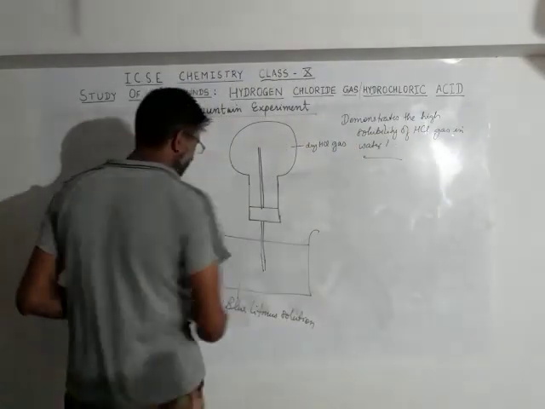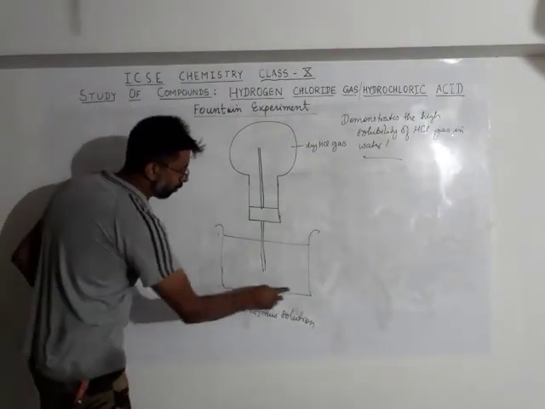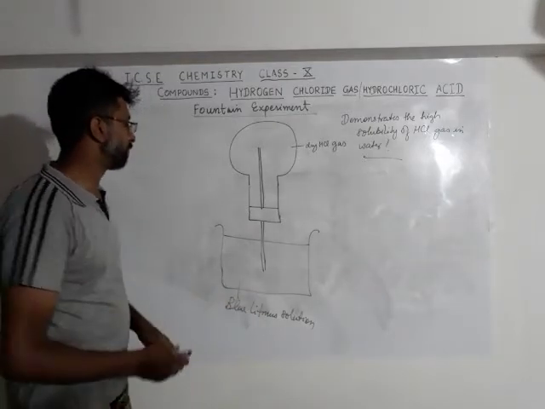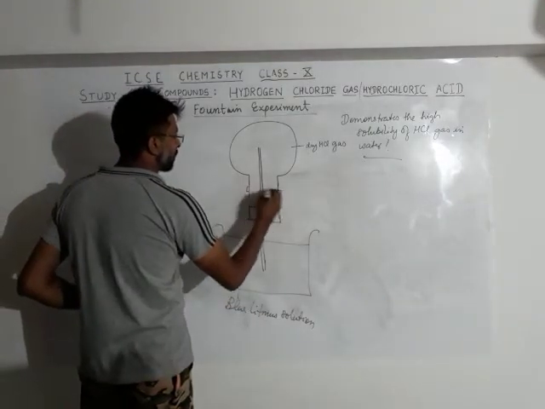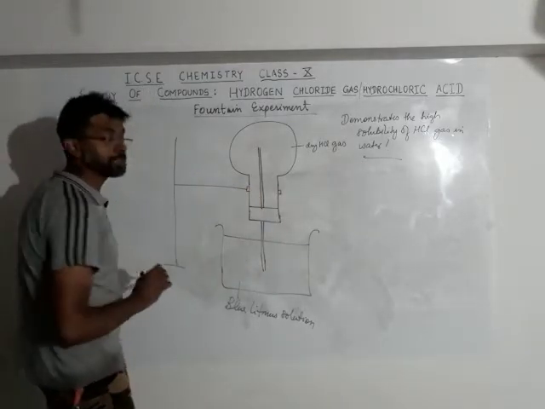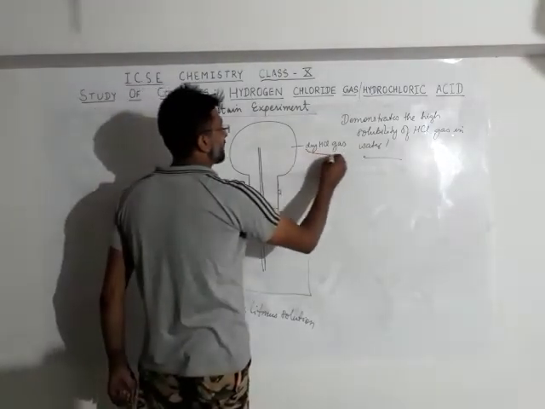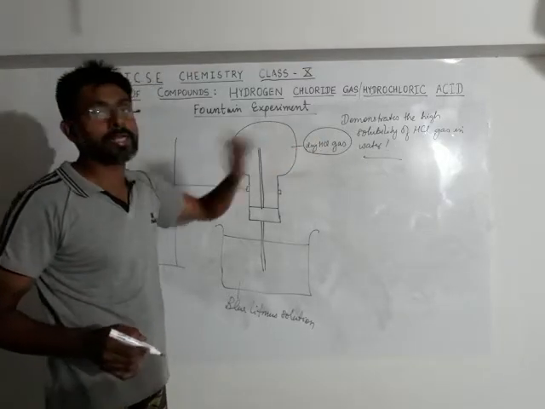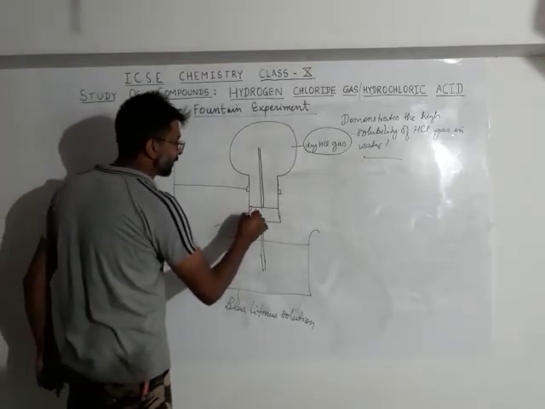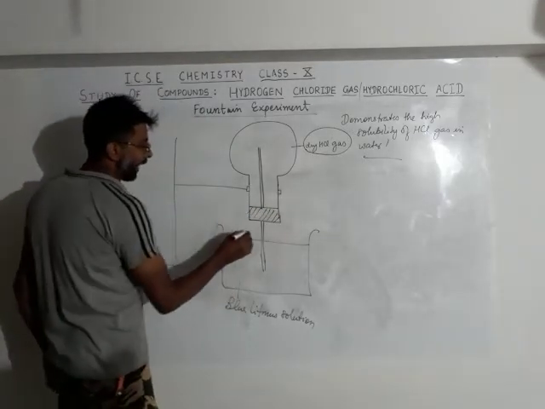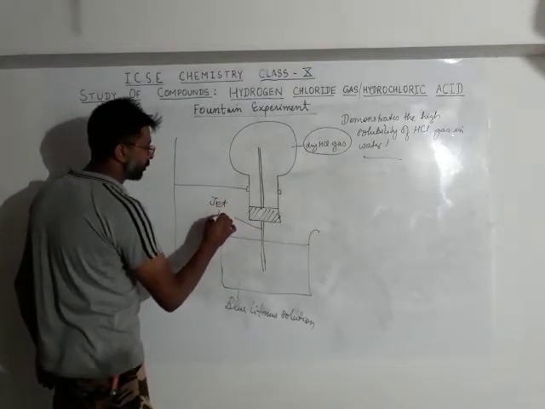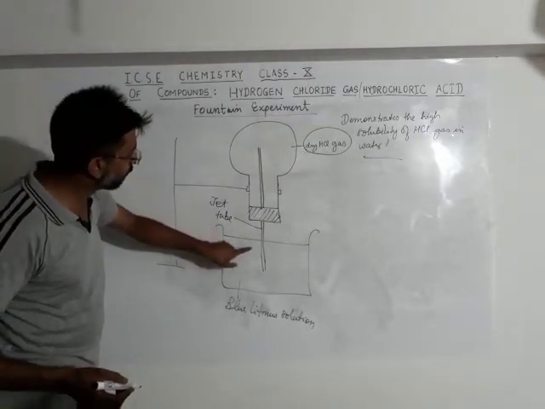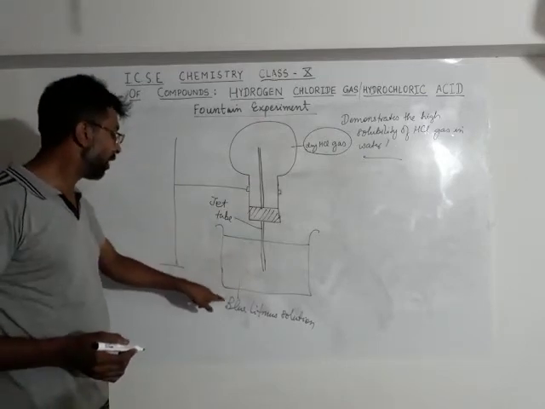In this experiment, which was performed to demonstrate the high solubility of hydrogen chloride gas in water, we have taken a water trough containing blue litmus solution. Blue litmus dissolved in water becomes blue litmus solution. Above this we have placed a round bottom flask in an inverted position, filled with dry HCl gas. It is made airtight, and a jet tube is inserted in this round bottom flask from underneath, and the lower end of the jet tube is dipped in the blue litmus solution.